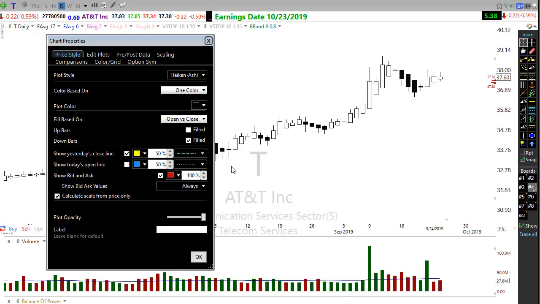Okay, using black, so I have a white background chart, black and white candles. It's very, very clear, very visual, very easy to see. No modifications to the candles at all. Okay, very, very simple.